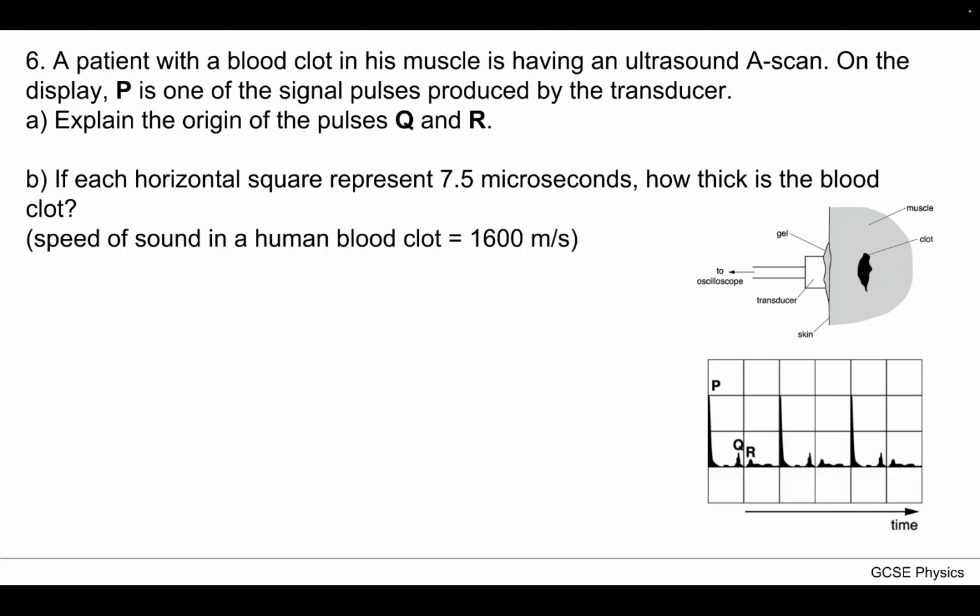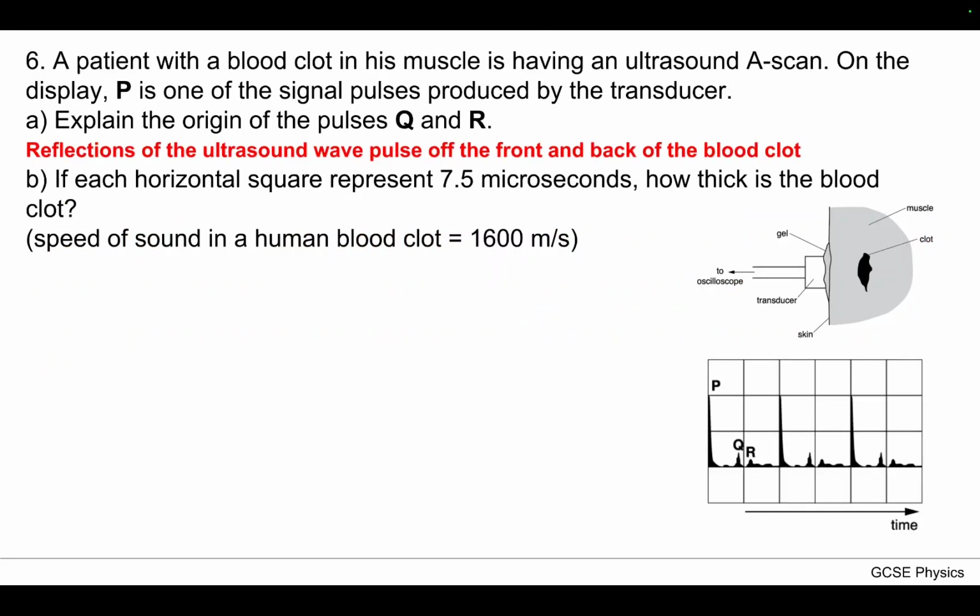So the transducer is what sends out the ultrasound, and then that's attached to the oscilloscope where we get our graphs from, like the graph below. The A scan, which has got the time on the x-axis. So Q and R would simply be reflections of the ultrasound wave pulse off the front and back of the blood clot. So Q will be the front of the clot, and R will be the back of the clot.